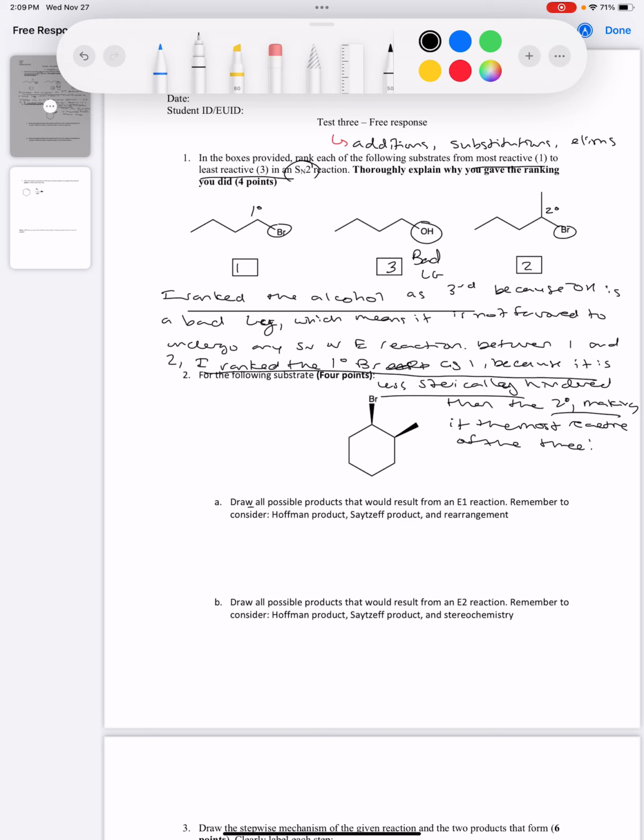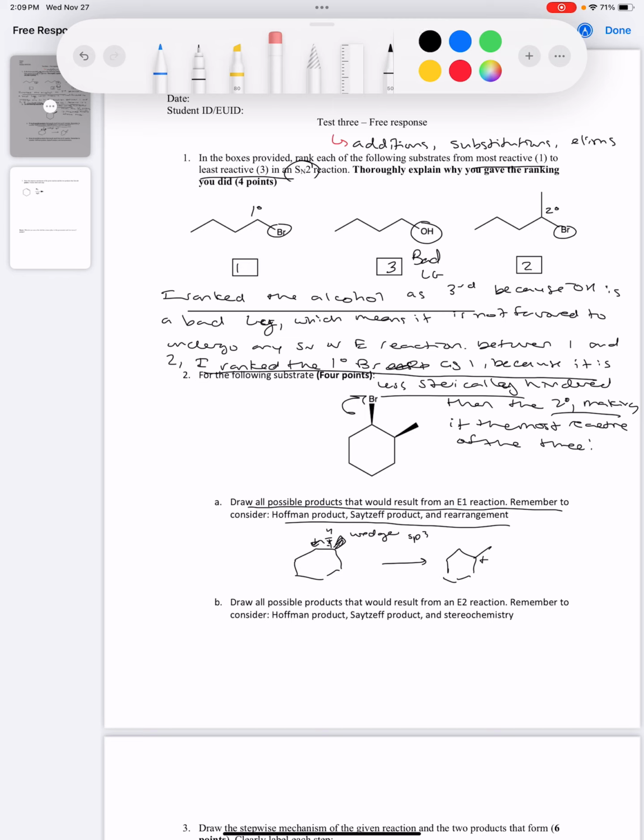Okay, draw all possible products that would result from an E1 reaction. Make sure to consider Hofmann-Zaitsev and rearrangement. Okay, so in E1, the leaving group leaves, and that leaves us with a carbocation. Notice this is still a wedge because it's sp3 hybridized. But if we undergo rearrangement, the hydrogen here on the dash could move over, and we will get this structure.